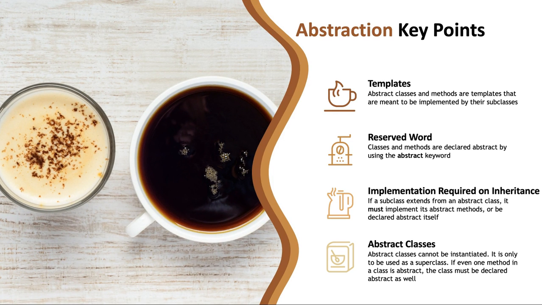Some key points about abstraction. Abstract classes and methods are templates that are meant to be implemented by their subclasses. The classes and methods are declared abstract by using the abstract keyword. And if a subclass inherits from an abstract class, it must implement its abstract methods, or the class itself must be declared as abstract. And then abstract classes cannot be instantiated. They are only to be used as a superclass. If even one method in a class is abstract, then the entire class must be declared abstract as well.